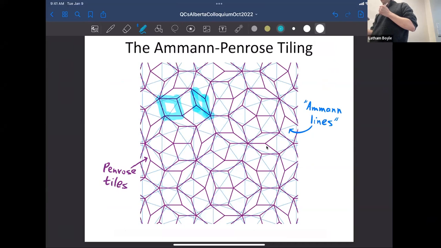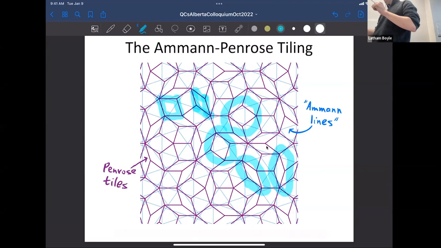Well, if you look at any particular fat rhombus, like this one, and any two of them, like this one and this one, and look at the pattern of blue lines on them, you'll see it's exactly the same decoration of the tile. And similarly, if you look at any two thin rhombuses, like this one and this one, again, you'll see that the pattern of blue lines, the decoration, is exactly the same.